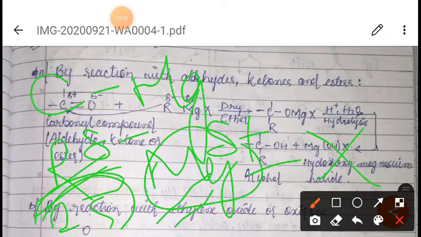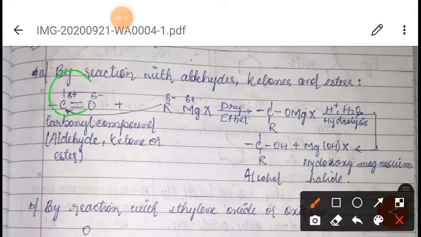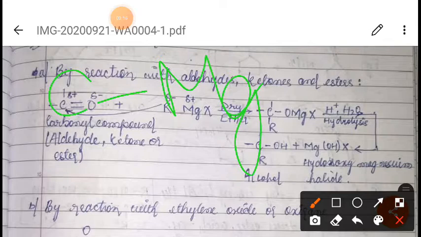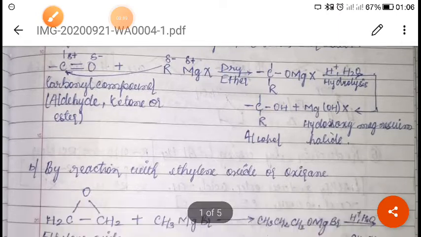Due to the polar nature of this carbon-magnesium bond, Grignard reagents are very versatile reagents in organic synthesis. They react with aldehydes, ketones and esters to form first an addition product, which is further hydrolyzed with either HCl or H2SO4 to give alcohol. We will see this.